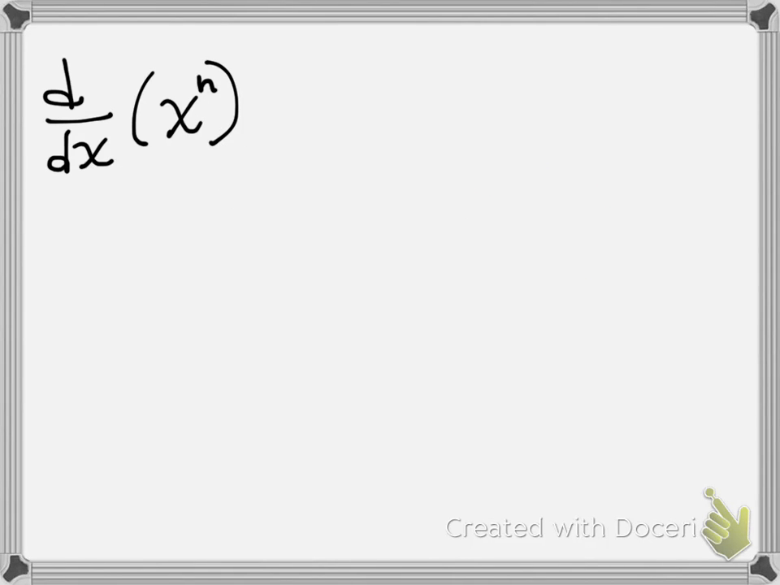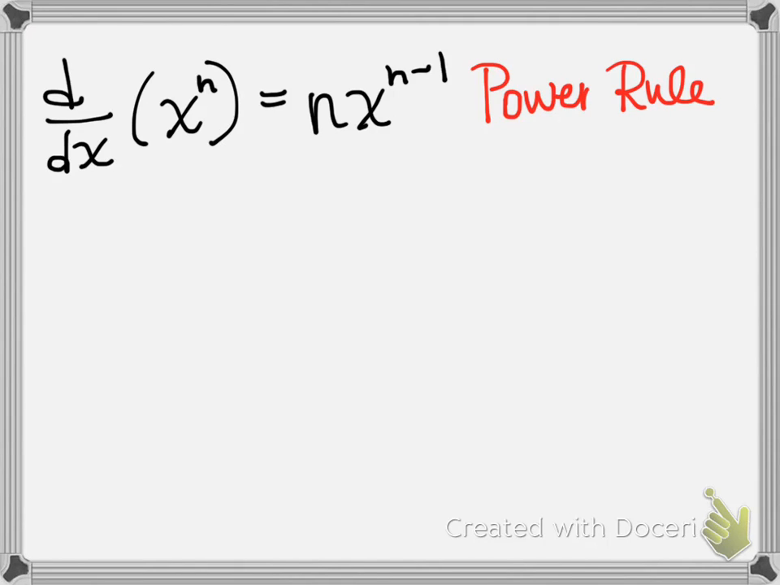Secondly, we're going to take the derivative of x to the n. Remember this notation here? This d over dx means take the derivative, and the function that we're taking the derivative of is x to the n. The dx down here tells us what we're taking the derivative with respect to, in this case x. If we take the derivative of x to the n, we get n times x to the n minus 1. This is our power rule.